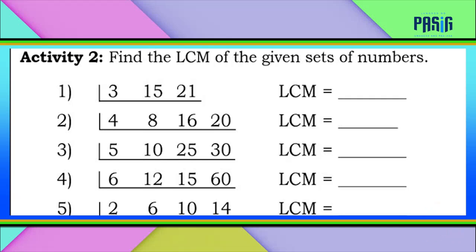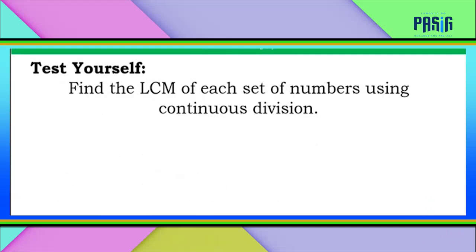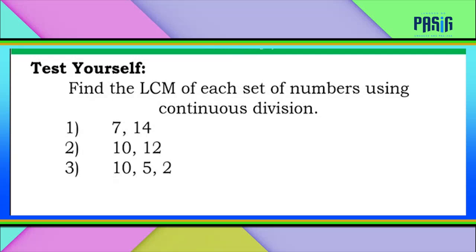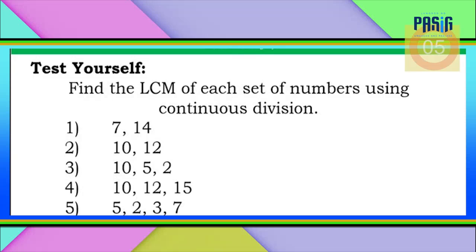Time is up. Let's move to our next activity. Find the LCM of each set of numbers using continuous division. Again, you can pause the video so you could have enough time to answer. Number 1, 7 and 14. 2, 10 and 12. 3, 10, 5 and 2. 4, 10, 12 and 15. 5, 5, 2, 3 and 7. Timer starts now. Time's up.